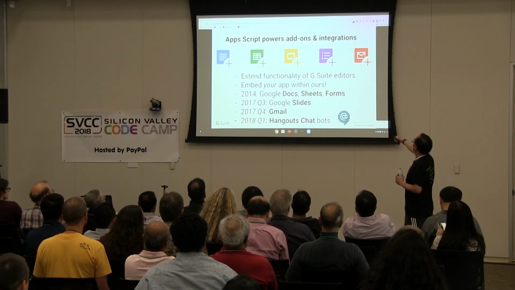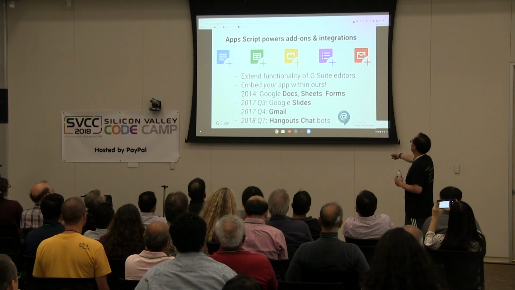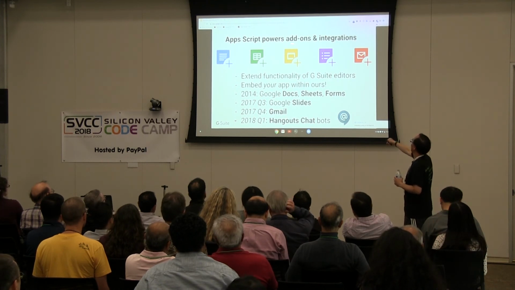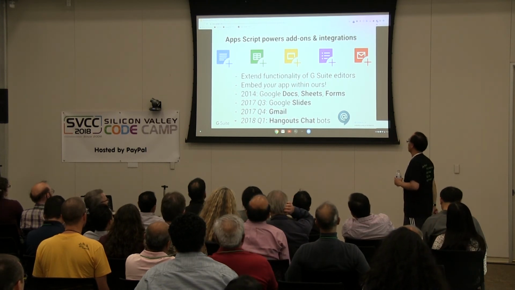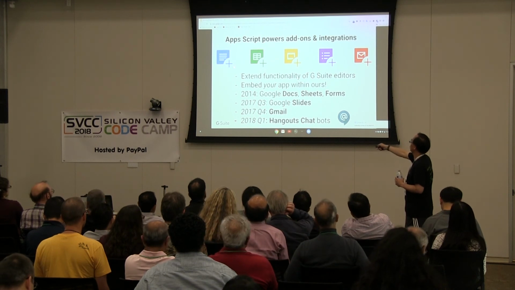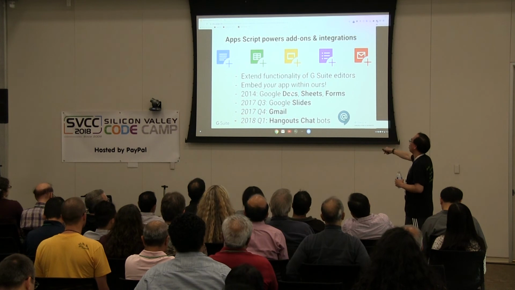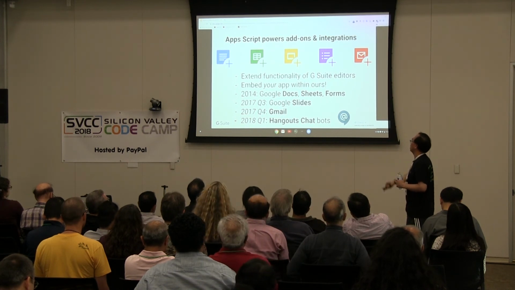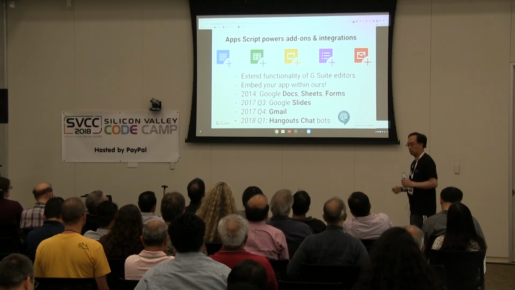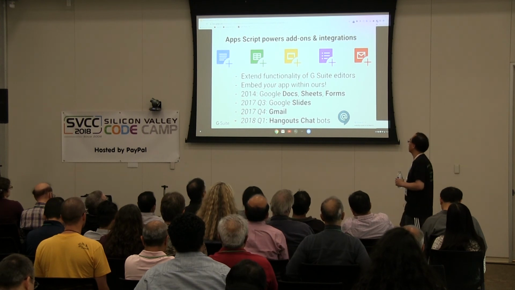And then AppScript powers add-ons and other integrations like Hangouts Chat and Gmail, okay? But anytime you hear the word add-ons, that's almost always going to be AppScript code. It allows you to take Docs, Sheets, Slides, Forms, and Gmail and Hangouts Chat and actually add on to extend them with your own functionality instead of just taking what Google gives you, okay?